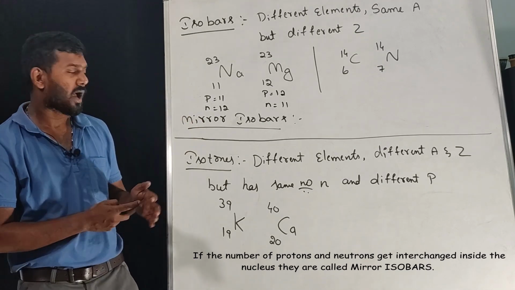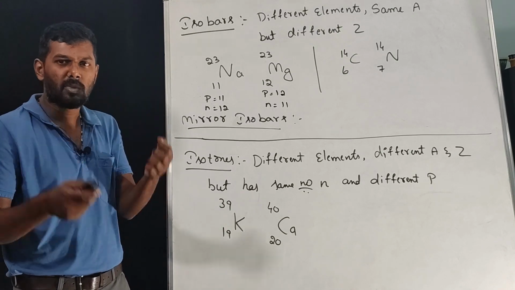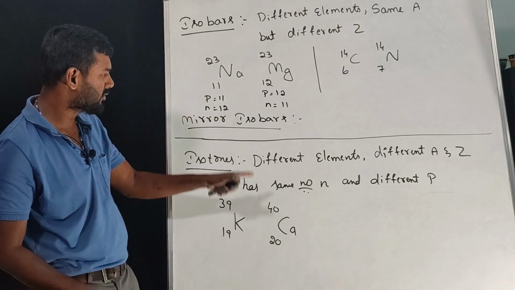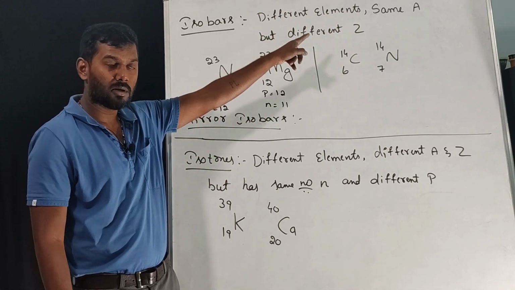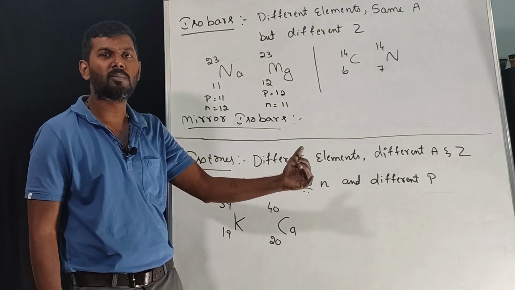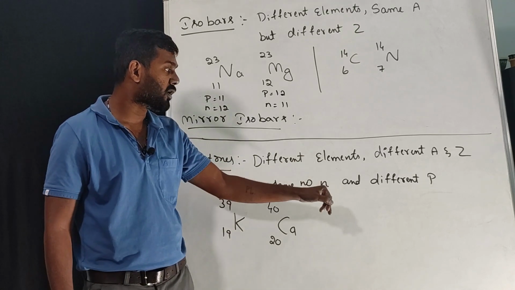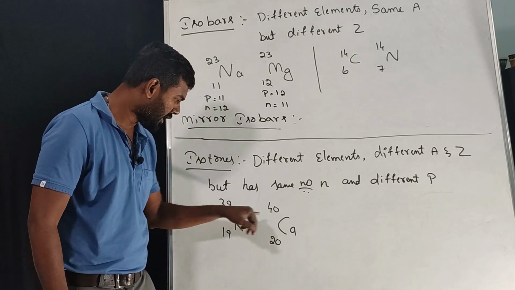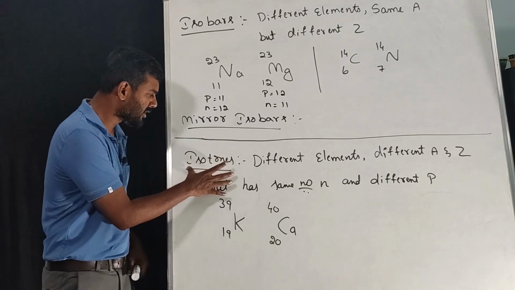Now we'll go to isotones. When it comes to isotones, sometimes it will be a little confusing, but if you focus, you can get it properly. Listen, different elements, again both will start with different elements. Here we had the same mass number and different atomic number. But when it comes to this one, both atomic number and mass number will be different, but the same number of neutrons and a different number of protons. In both cases the same number of neutrons will be there but a different number of protons. So this is the definition of isotones.